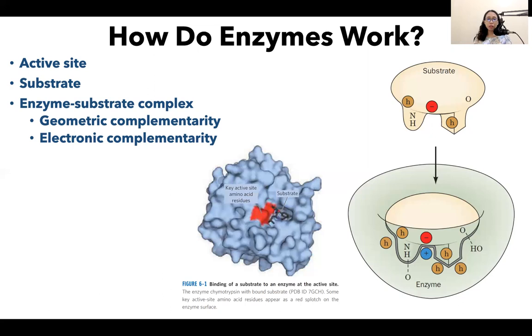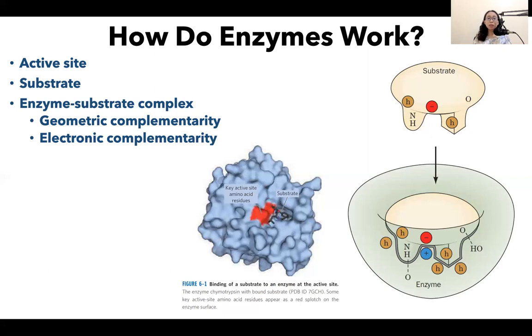In addition to this, electronic complementarity is also observed. This means that if you have positive charge on the surface of your substrate facing the active site, these positive charges are met by negatively charged groups found in the active site, and vice versa. So this geometric complementarity and electronic complementarity allows the substrate to perfectly interact with the enzyme.